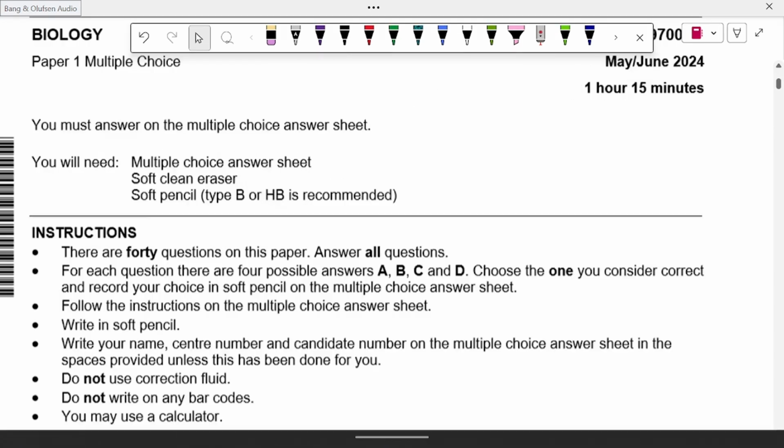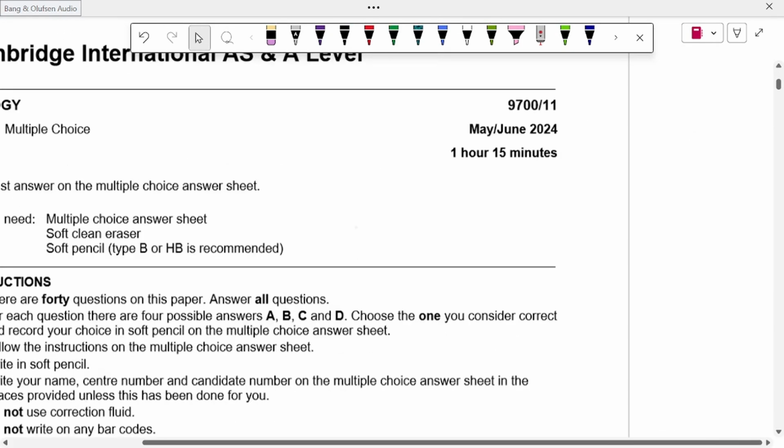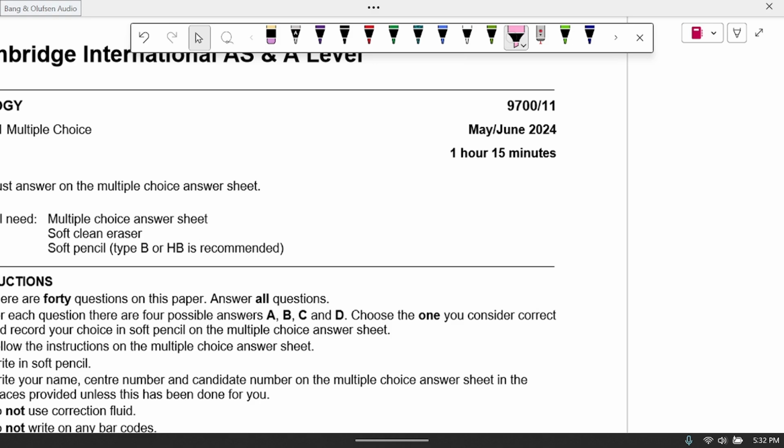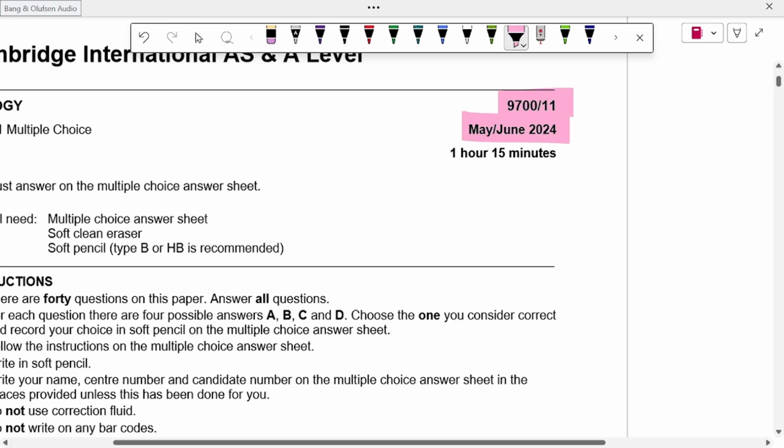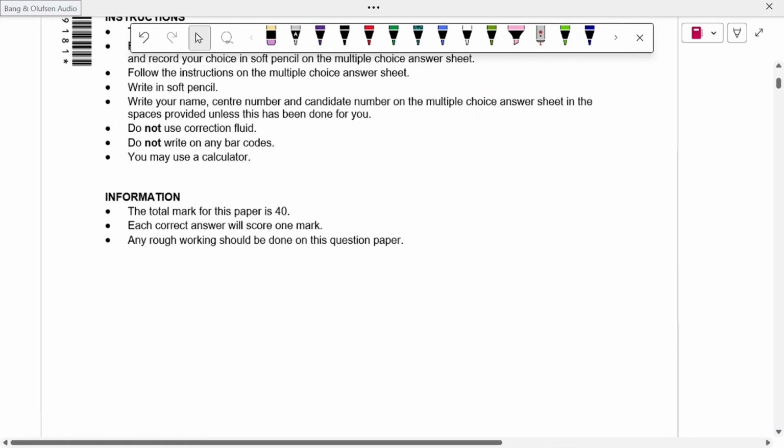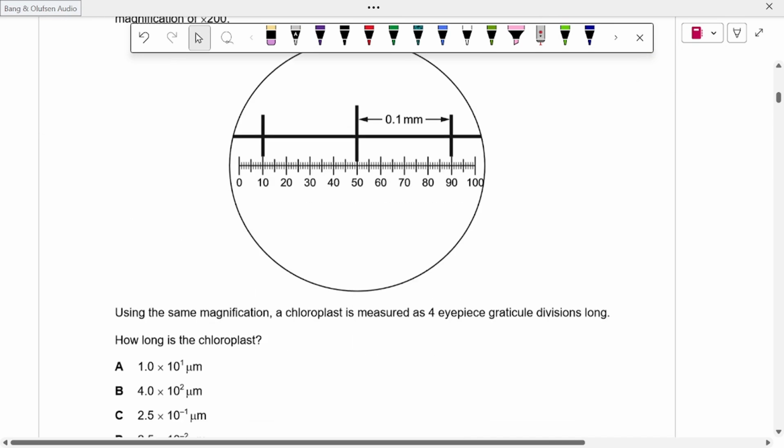So today we'll be solving May-June 2024 paper 1 variant 1. सबसे latest paper. Let's see. And काफी easy paper है ये.